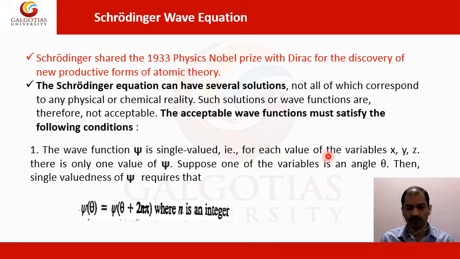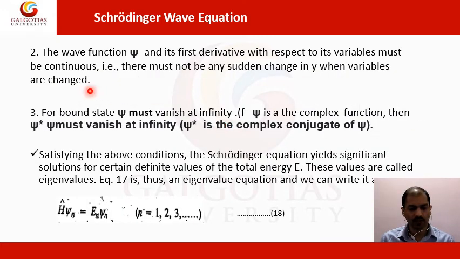It means for each value of the variables x, y, z, there is only one value of psi. Suppose one of the variables is an angle theta, then single valuedness of psi requires that psi(theta) equals psi(theta plus 2n pi), where n is an integer. So here there is a certain condition. Another condition: the wave function and its first derivative with respect to its variable must be continuous. That is, there must not be any sudden change in psi when the variable is changed.